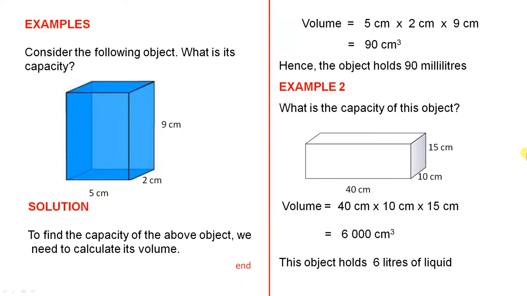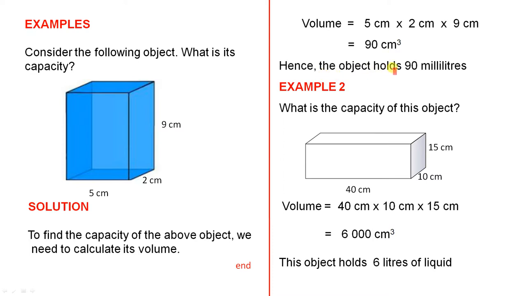Examples. Consider the following object. What is its capacity? So we have a rectangular prism, 5 centimetres by 2 centimetres by 9 centimetres. To find the capacity of the above object, we need to calculate its volume. So the volume is 5 centimetres by 2 centimetres by 9 centimetres, and we saw that in the previous video. So the volume is 90 cubic centimetres.